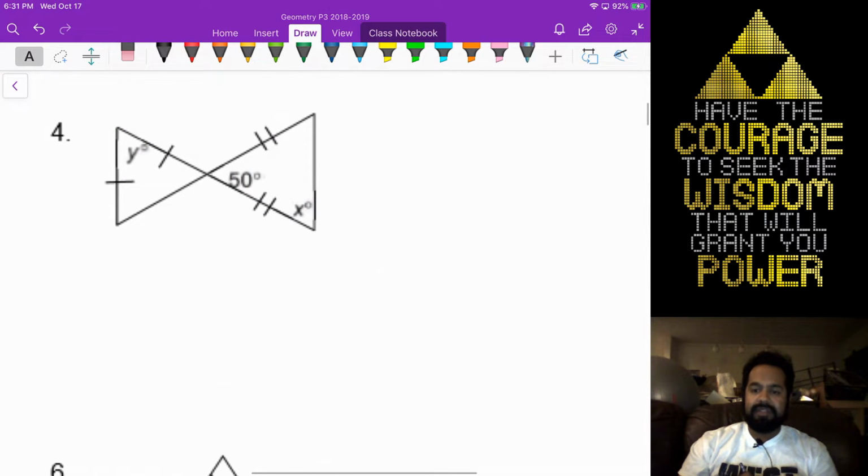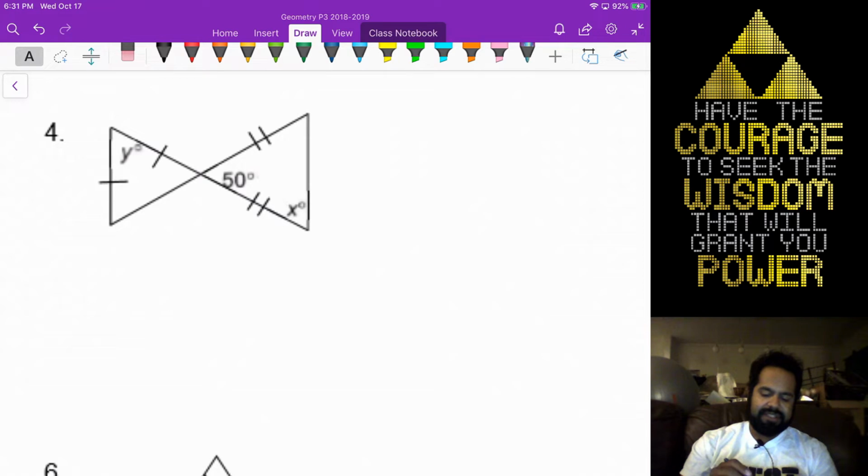Number 4, we have two isosceles triangles. They're both oriented a little differently. We've got to be careful about that. On the left triangle where angle y is, those two base angles are congruent. And in the triangle on the right, we know that this angle is congruent to this angle.